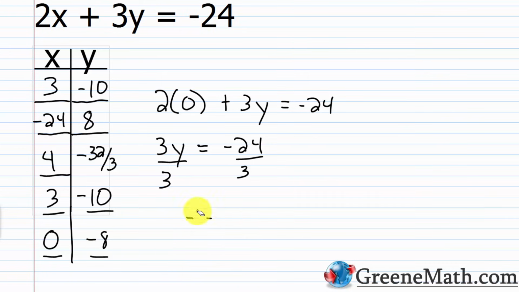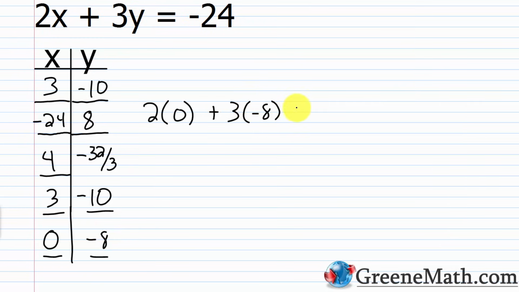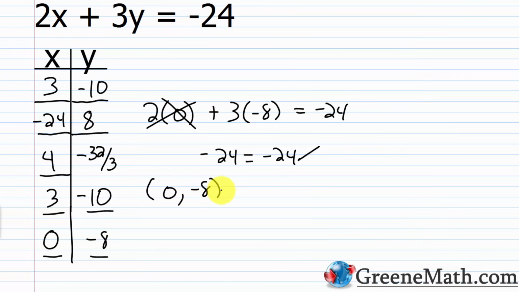And again, if you want to go back and prove that to yourself, plug both of them in at the same time. So plug in a 0 for x, 2 times 0, plus 3 times, plug in a -8 for y, so 3 times -8 equals -24. 2 times 0 is 0, so this is gone. So we just have 3 times -8, that's -24, and that does equal -24. You can see that this ordered pair, again, 0, -8, is a solution for this equation.